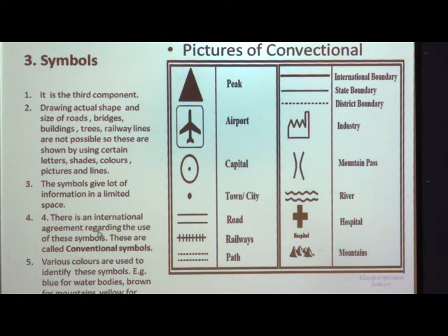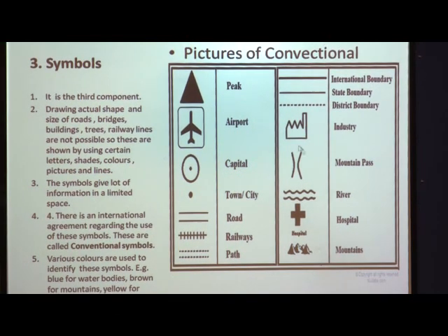There is an international agreement regarding the use of these symbols and they are called conventional symbols. Conventional symbols are the symbols which are followed by all the countries of the world. All the countries made an agreement that the same symbol should be used for all the maps, and that is called conventional symbols. Again, various colors are used to identify these symbols. For example, for water we use blue color, for mountains we use brown color, then yellow for plateaus and green for plains.